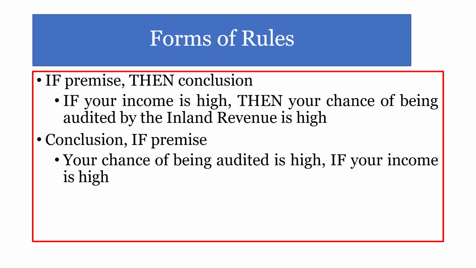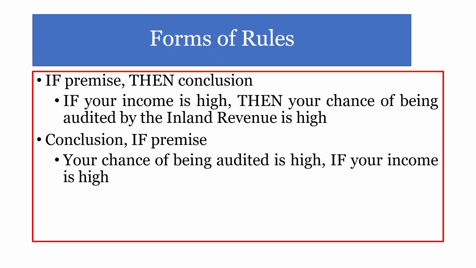That is the if part, which will be the premise. The condition must be true. The conclusion is the then part, the result that follows if the condition is true. This is followed with production rules. So if your income is high, then your chance of being audited by the inland revenue is high. The premise is your income is high. The conclusion is your chance of being audited is high. People with higher income are more likely to be audited by the tax department. So that is often a good example for it.